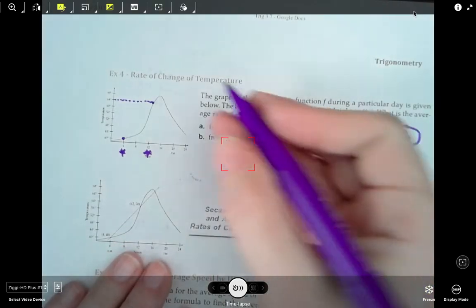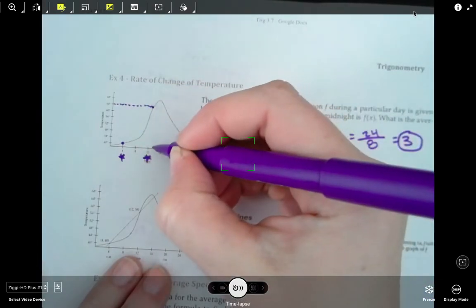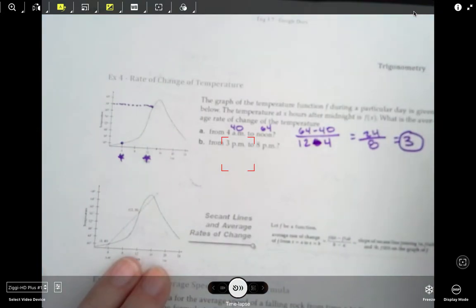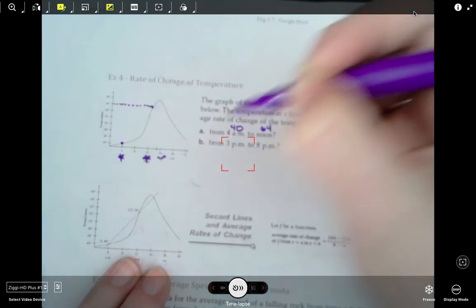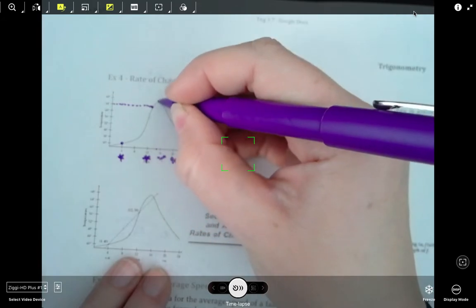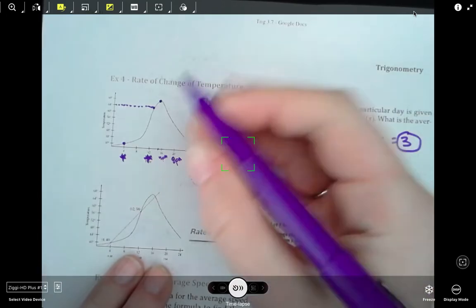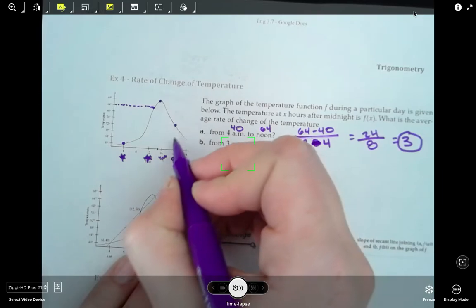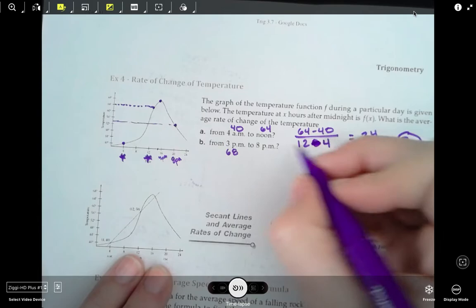Okay, and then from 3 p.m. to 8 p.m. My 3 p.m. is right about here. It's not quite at 1600 hours. That's what 4 p.m. would be. This would be 4 p.m., and 20 would be 8 p.m. So 3 p.m. is probably at the highest point, which I'm guessing is 68 degrees. And 8 p.m. is about there. Let's call that 53 degrees.